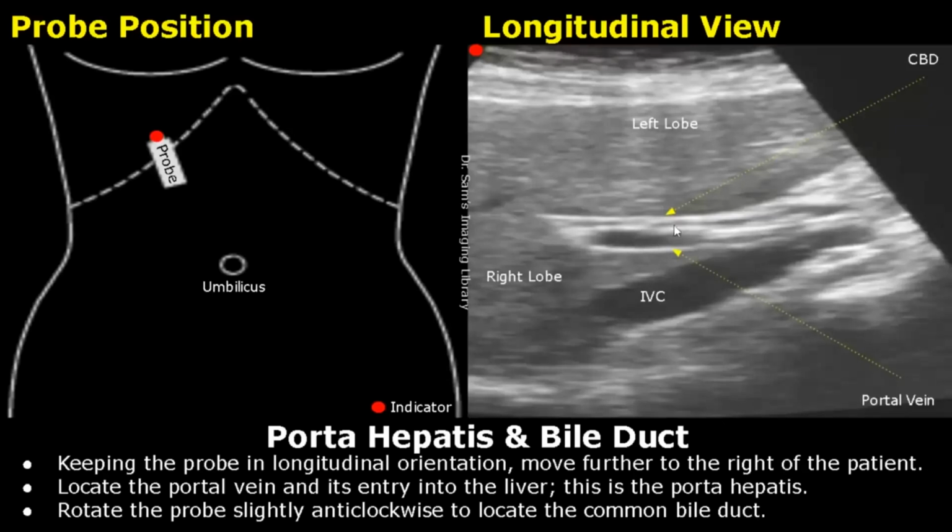Then rotate the probe slightly anti-clockwise until you see the common bile duct. It will be anterior to the portal vein. This is the common bile duct. You can measure its diameter in this view.